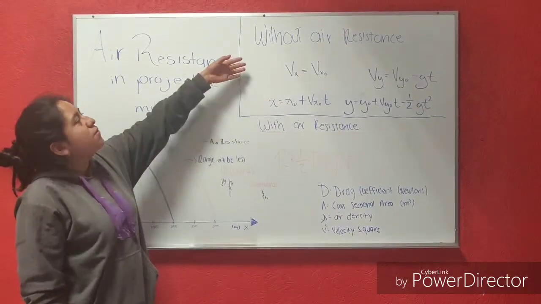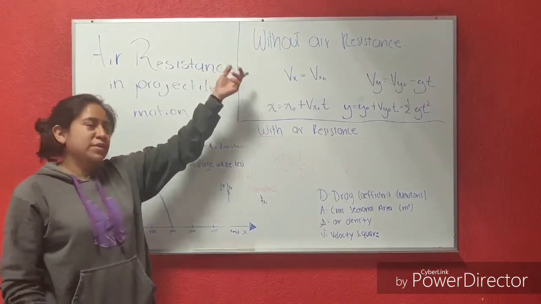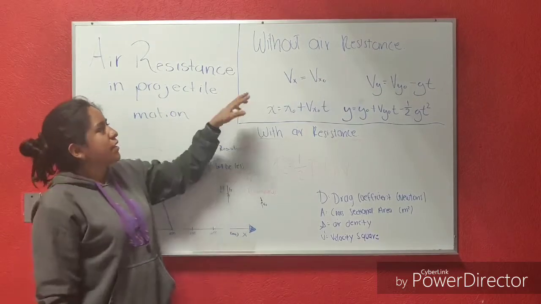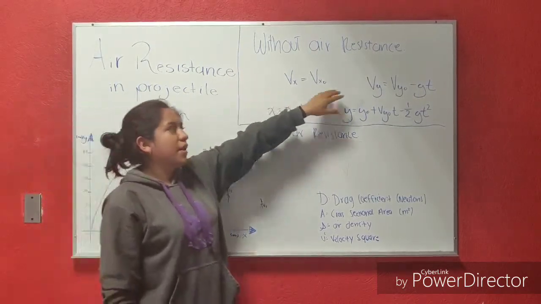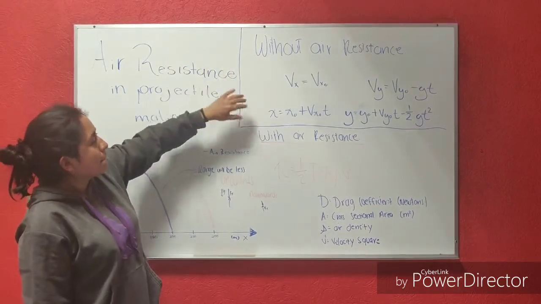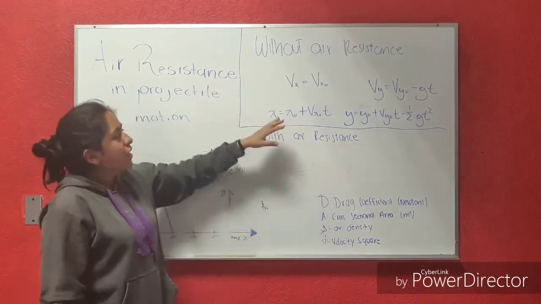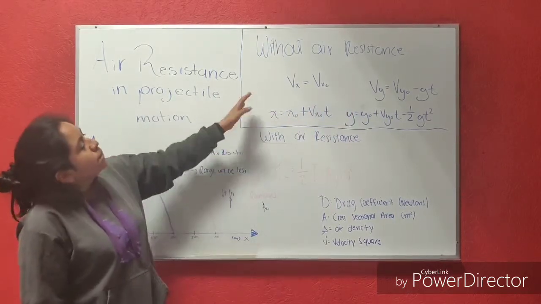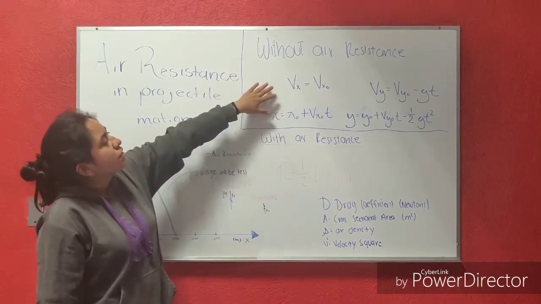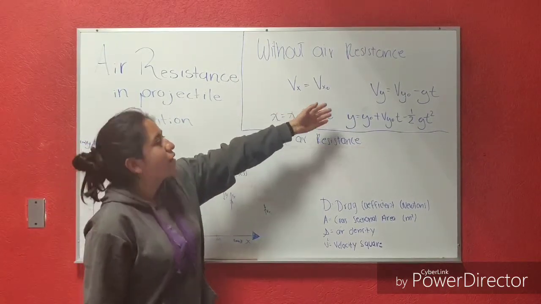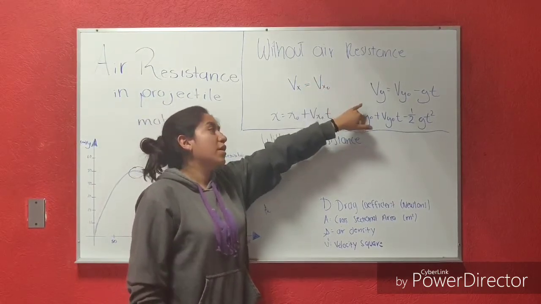These equations are used for the movement without air resistance. These two from here are used to calculate the final velocity on the x-axis and on the y-axis. And these two from here are used to calculate the distance on the x-axis and the height on the y-axis. As we saw before, the acceleration on the x-axis is always the same, while the acceleration on the y-axis is affected by gravity.